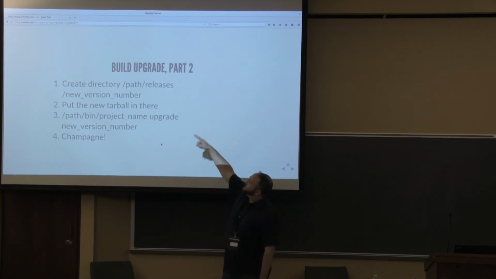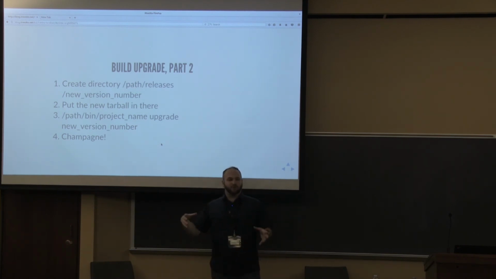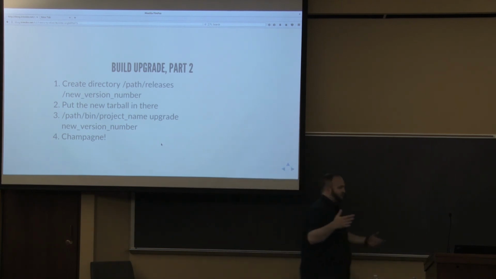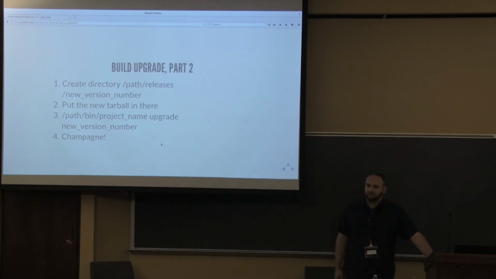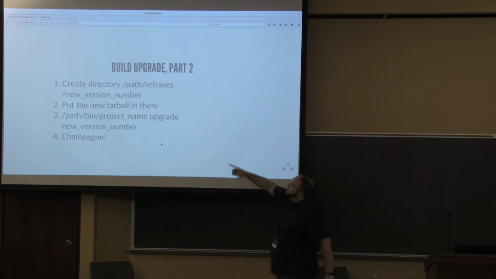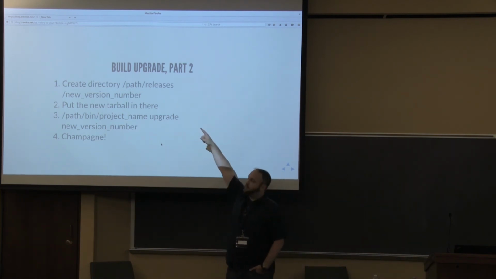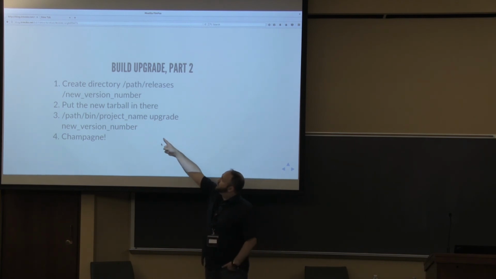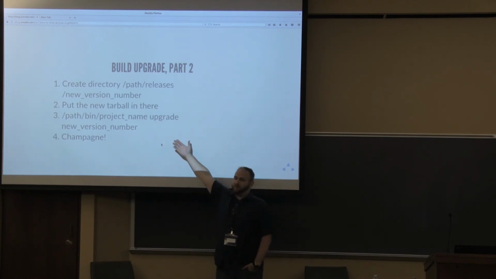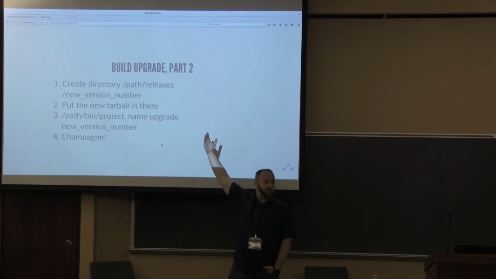Create directory path releases new version number. Yes, it's create a directory in the production deploy path. Right? So you're going to patch with a special binary patch? I mean, yeah, this is where you're going to store your upgrade binary. So you're putting the tarball in that directory, which is the second step. And then you're going to call path bin project name upgrade, new version number. So you'll go from 0.1.0 to 0.1.1.